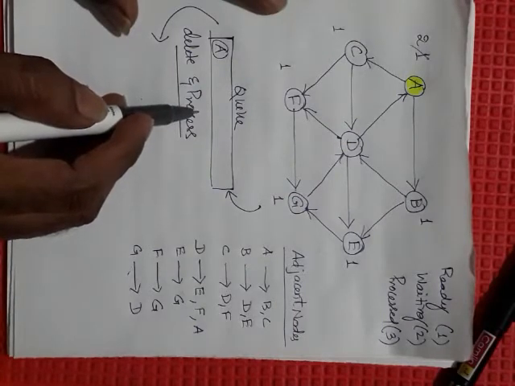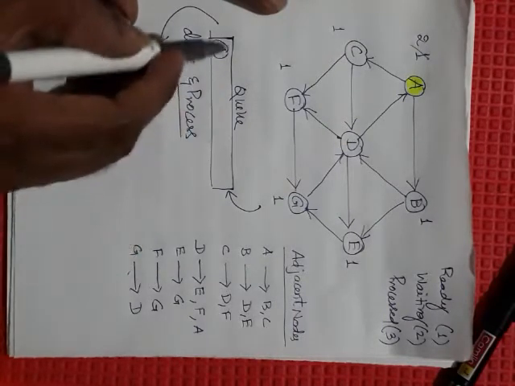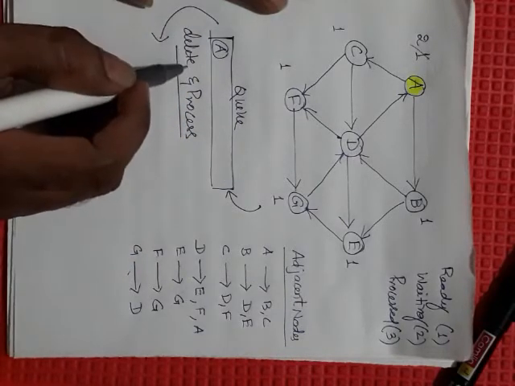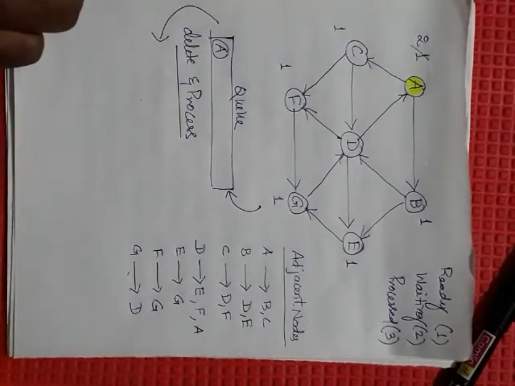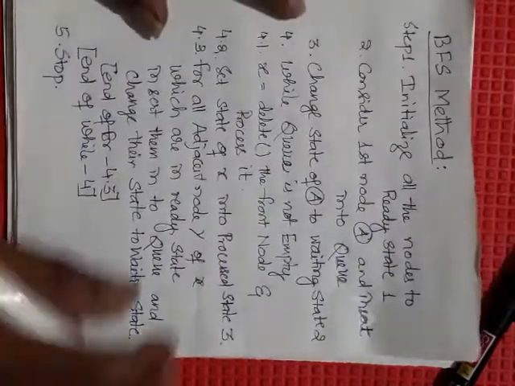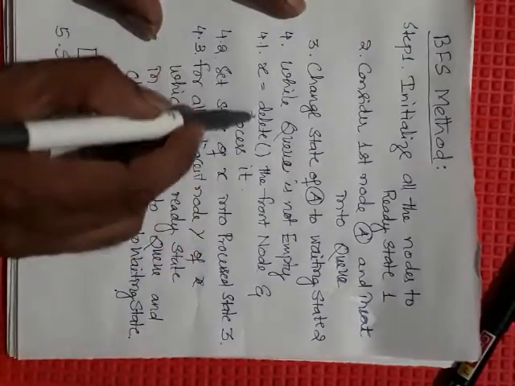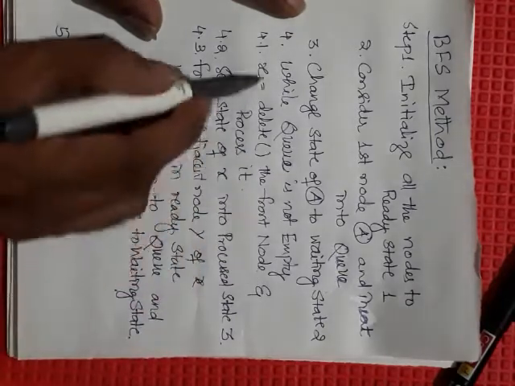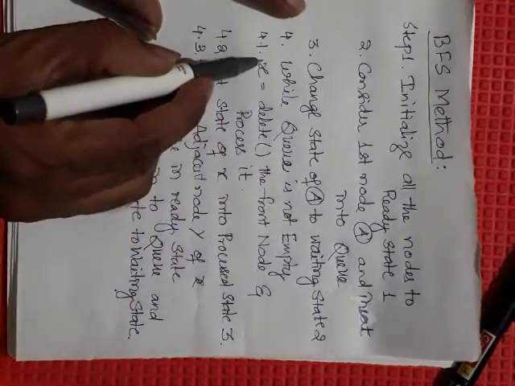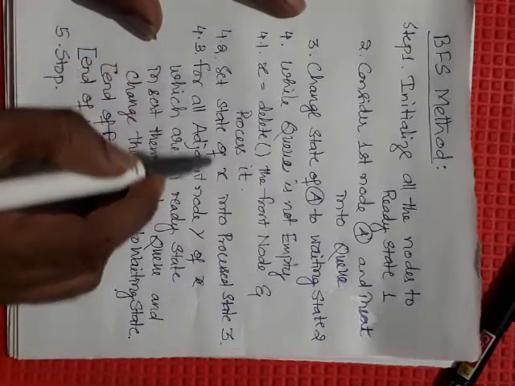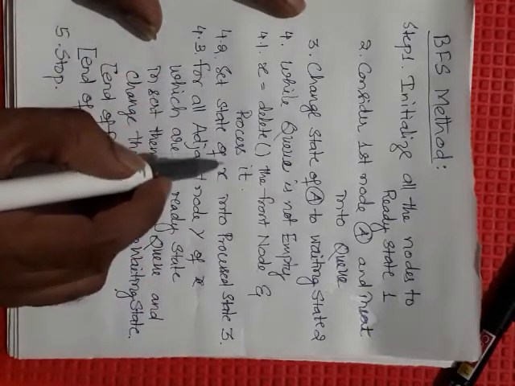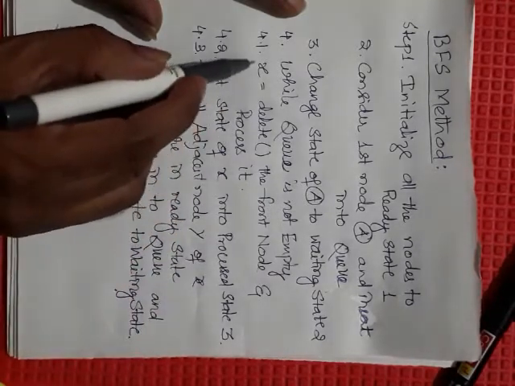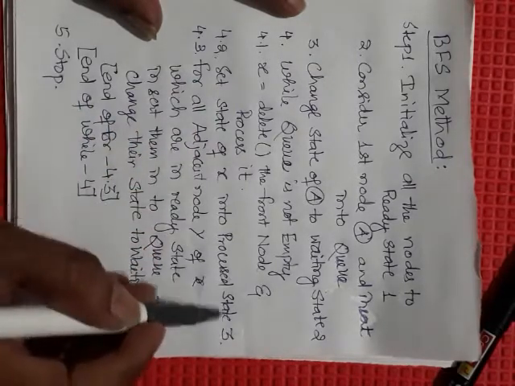Now we will start with the loop control: while queue is not empty. Definitely at this instance the queue is not empty because one node is present there. While queue is not empty, what will you be doing? Let us see the algorithm again. So while queue is not empty, you can read: x equals delete a node from the front. Delete the front node, let us say that is x, and then process that particular node. Set the state of x to process state, that is 3.